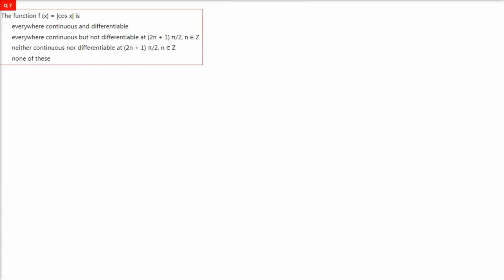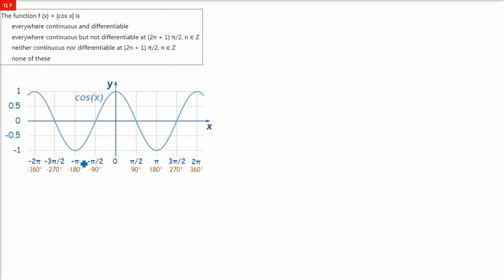Okay. Now f(x) equals to modulus of cos x we are doing. The same thing, f(x) equals to modulus cos x, has the same discussion as modulus of sin x.